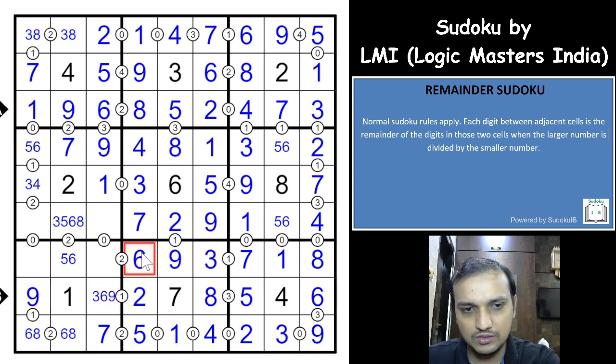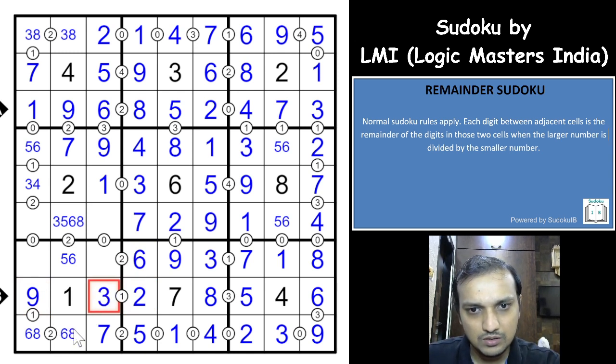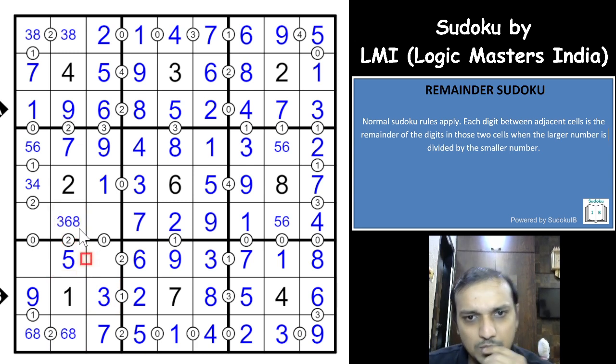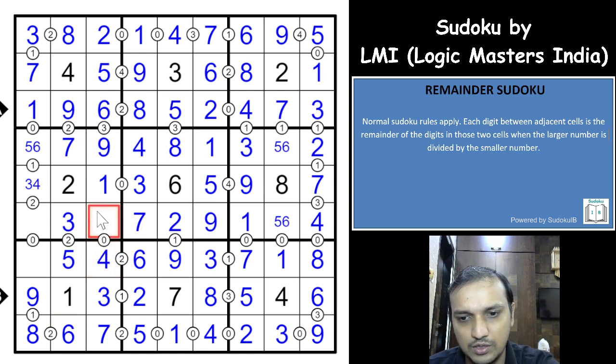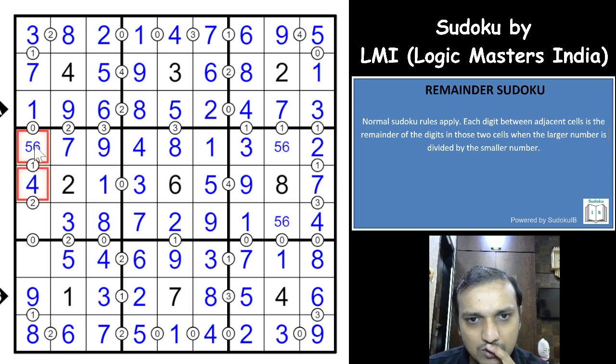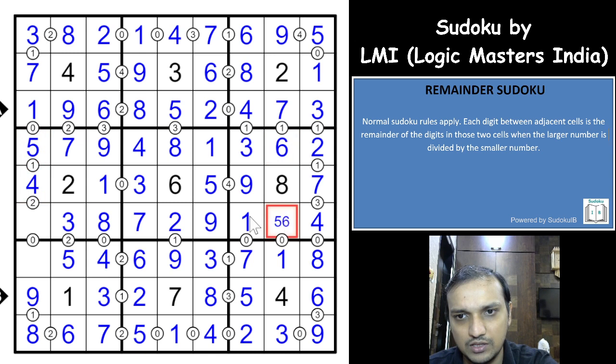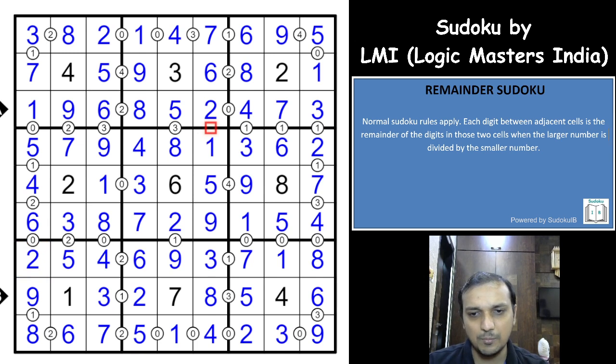This is 2. That is 6. This is 3. 6 and 8. So this is 5. 5 with a remainder 2 can only be 3. So this is 8, that is 3, that is 8, that is 6 here. These two cells are 8 and 4 in any order. So this is 4, that is 8. 3 would give you a 4 here. And 4 with remainder 1 can only be 5. So that is 6, that is 5. And that is 6. And the only digit remaining is 2. And with that we complete this amazing remainder Sudoku.